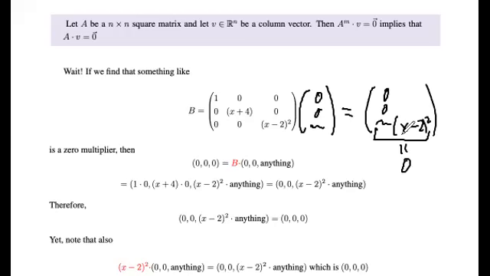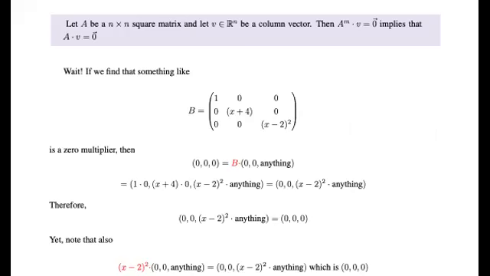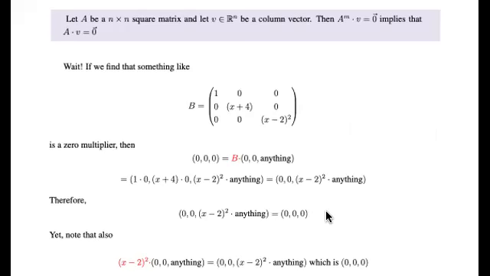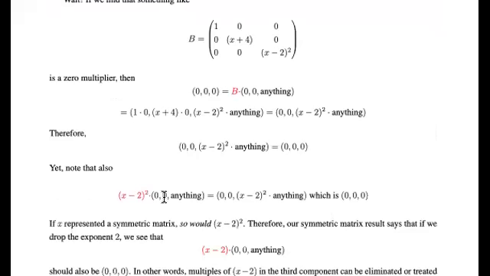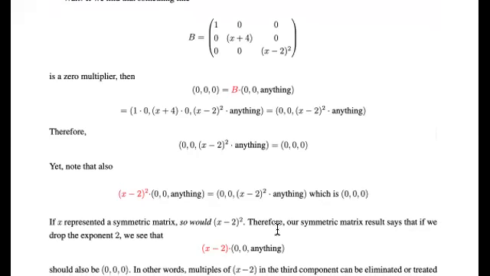So that means that x minus 2 squared times, in particular, we could have just said x minus 2 squared times that, anything in there was 0.